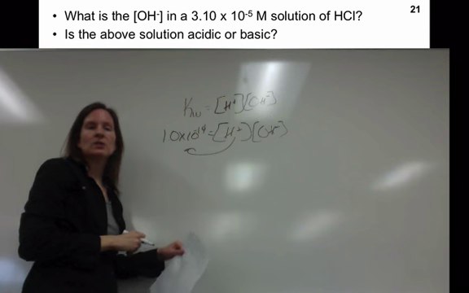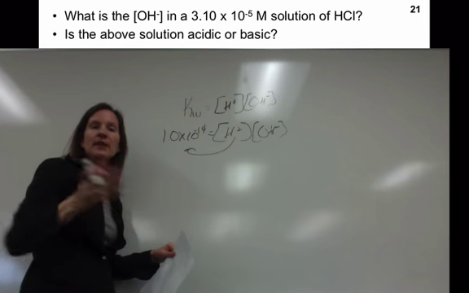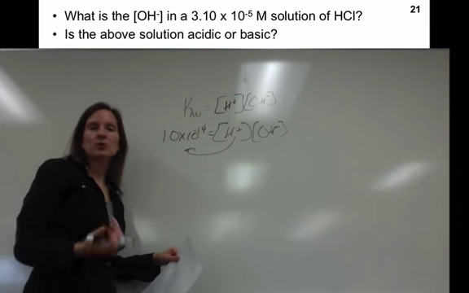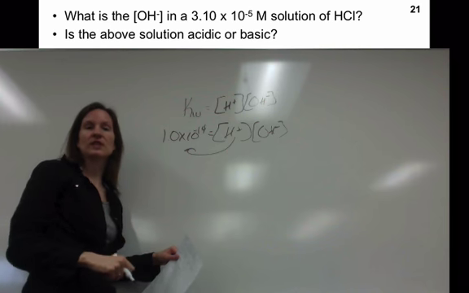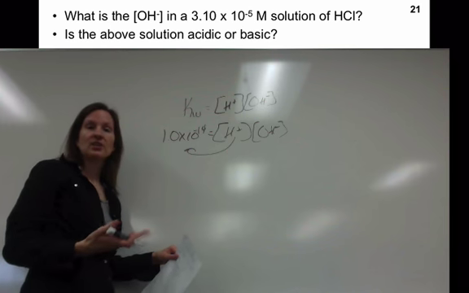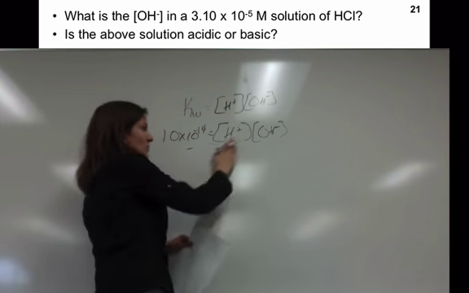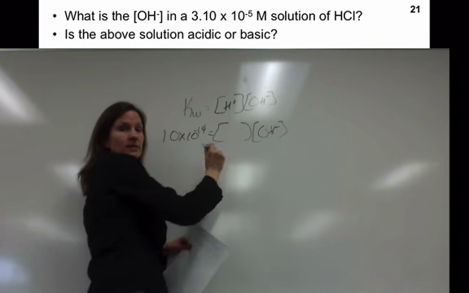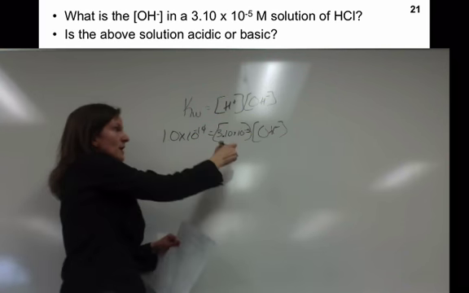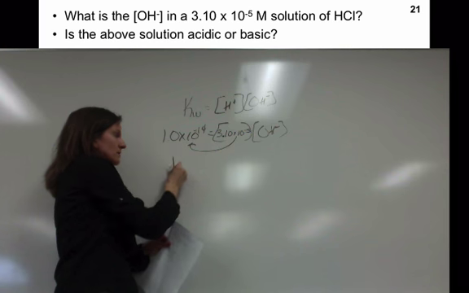So the first problem asks, what's the concentration of OH- if you're dealing with a 3.0 times 10 to the negative 5 molar solution of HCl? HCl is your acid, so you'll plug in that number for your H+. In order to solve for OH-, you then divide this down.